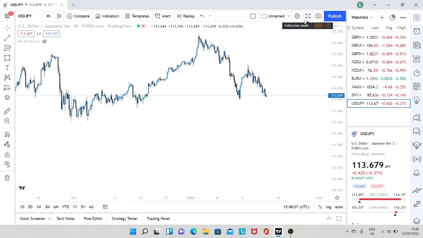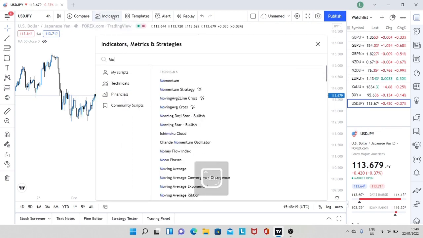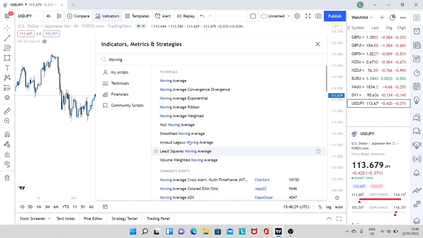So first of all, what we're going to want to do is add some indicators. To do that, at the top over here, we go to indicators, and then we're just going to search in moving average. You can do all of these, these are technicals, these are actually things that people have put on there. But we're going to want to scroll down just to moving average right here.